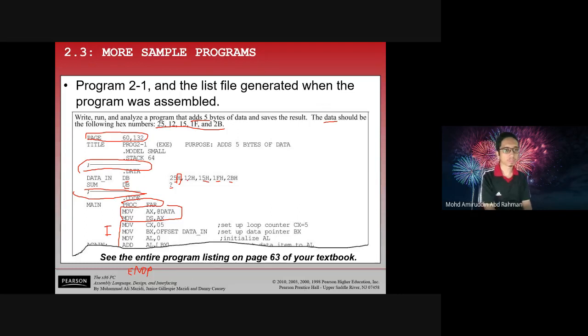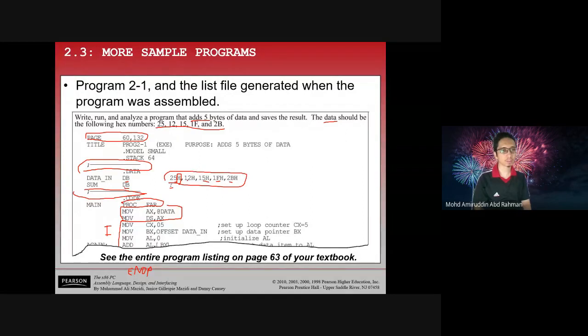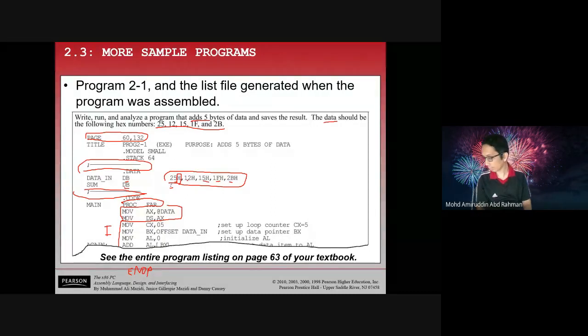Okay, and then first we do the offset data in. We set the data pointer for the bx. So the data in is from here, which we already initialized. So we put that into the bx, and then we initialize al, and then we call the address of bx, and then we put that into the al.